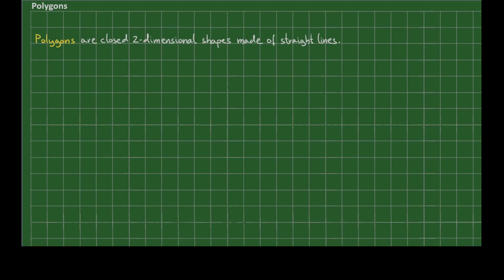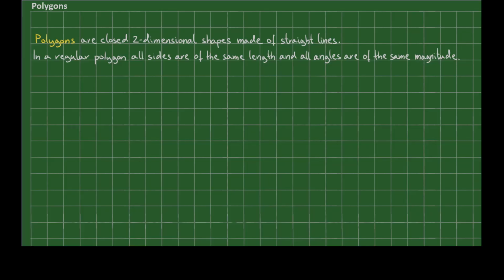Polygons are closed two-dimensional shapes made of straight lines. The word polygon stems from ancient Greek and it means many corners or many angles. In a regular polygon, all sides are of the same length and all angles are of the same magnitude. Note that not all polygons are necessarily regular polygons. Let me explore a few.